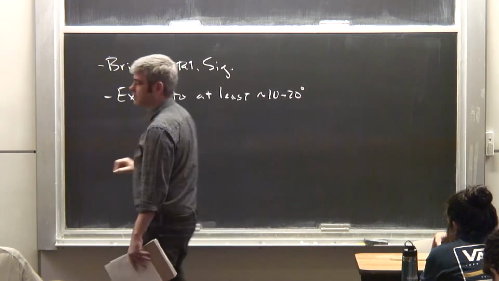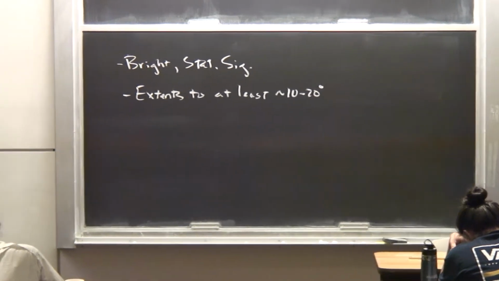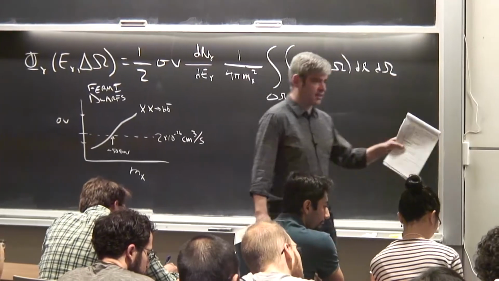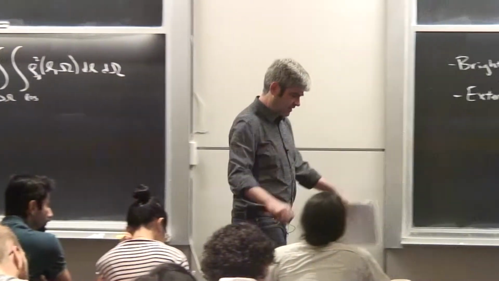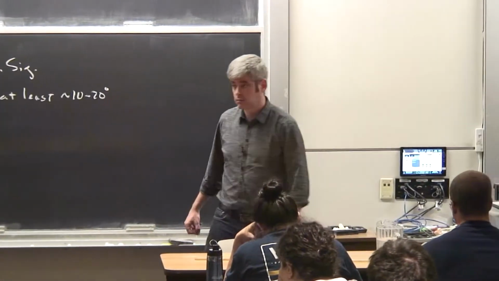It extends radially outward from the galactic center to at least, I think 10 is super conservative. I would say 20 degrees clearly. Some papers see it out to 30. But the significance falls off as you go farther away. But it is not anything like a point source. It is extremely extended, multi-kiloparsecs in spatial extent. Yes?